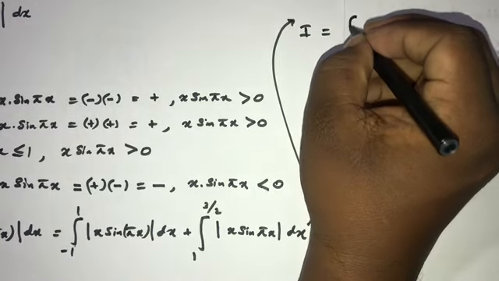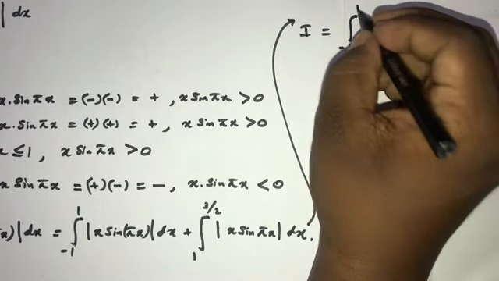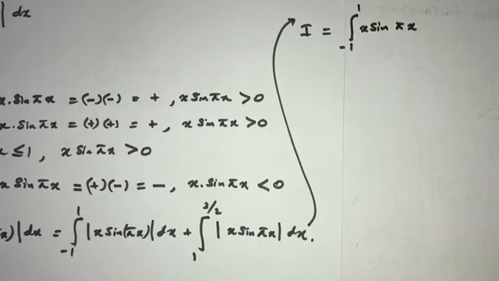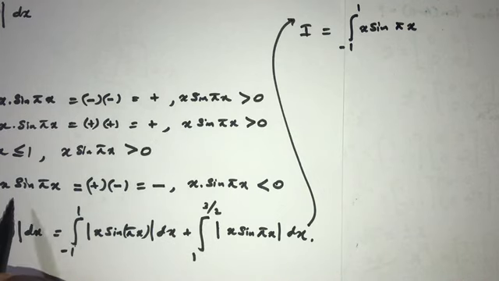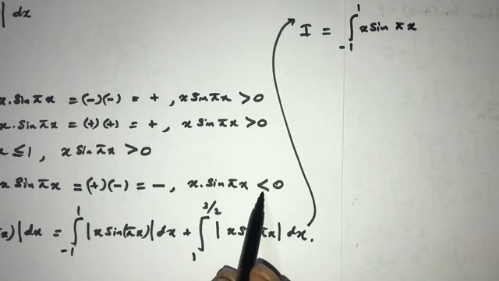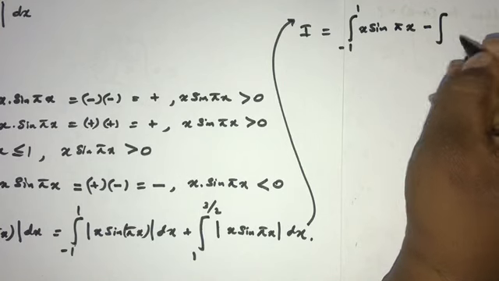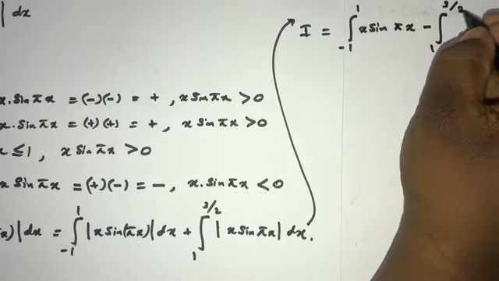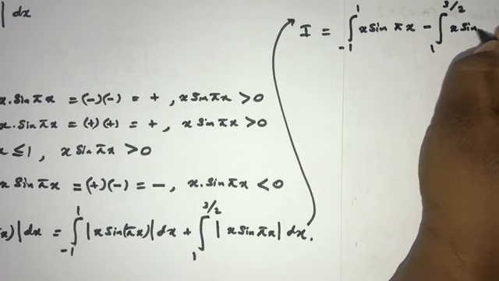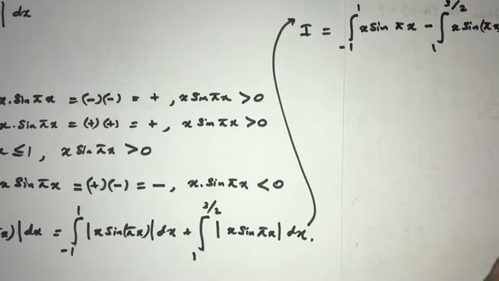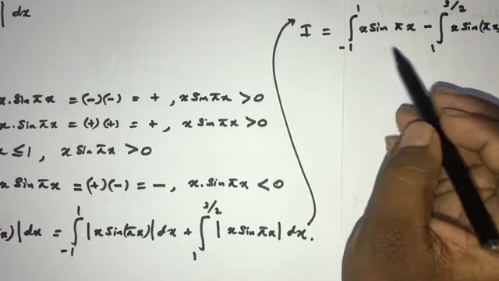So the integral from minus 1 to 1 of x sine pi x. Okay, now for 1 to 3 over 2, x times sine of pi x. We know that on 1 to 3 over 2 x times sine of pi x is less than 0, so we take a minus. So we can write minus the integral from 1 to 3 over 2 of x times sine of pi x dx. Okay, now same integral but different limits.